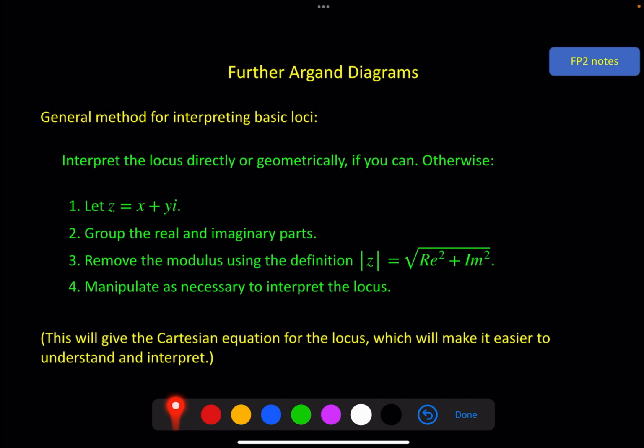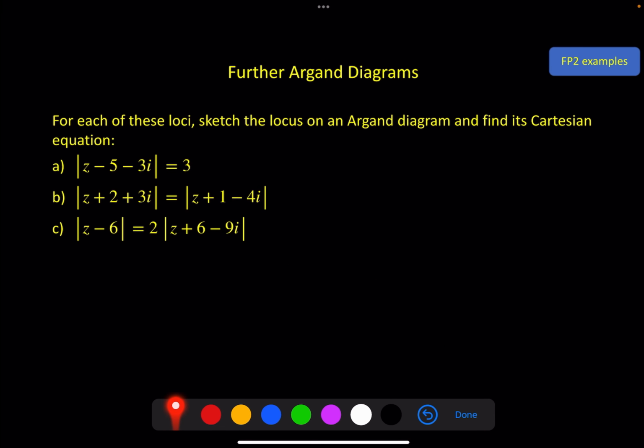This gives a Cartesian equation for the locus every time, and it will also make it easier to understand and interpret the locus, even if the question doesn't need the Cartesian equation, it just needs you to say what it is. You might need to get the Cartesian equation in order to know what it is. A few examples to finish, one of each. For each of these loci, sketch the locus on an Argand diagram and find its Cartesian equation.